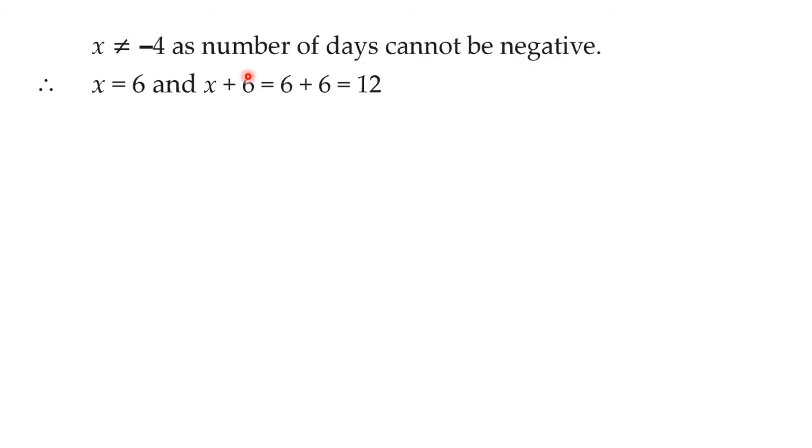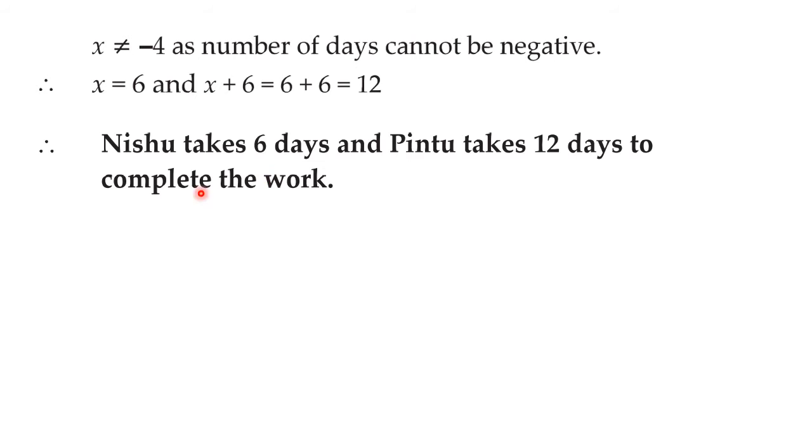And therefore the number of days taken by Pintu are what? x plus 6, that is 6 plus 6, 12. In this way, we got the number of days taken by Nishu and Pintu if they work alone. So finally, you need to write down the statement that therefore Nishu takes 6 days and Pintu takes 12 days to complete the work.